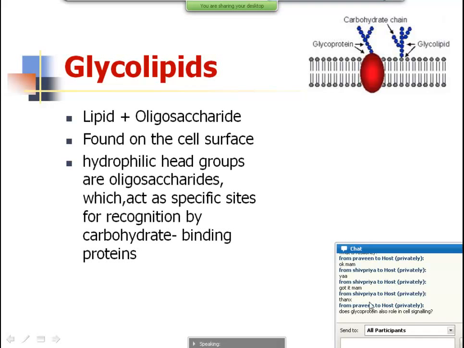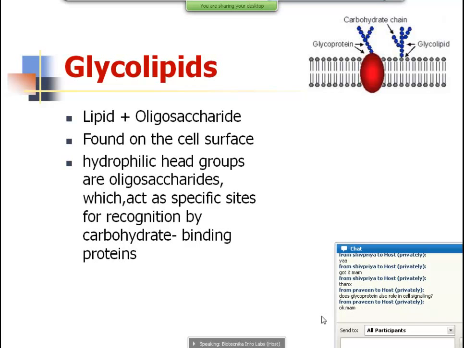Cell signaling: I suppose glycoproteins have vast roles. They interact with several ligands, several proteins on the matrix. As far as my knowledge goes, they have a role in cell signaling as well. Then, you must have already studied gangliosides, right? The other ma'am must have mentioned them.